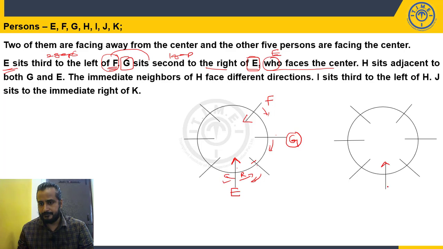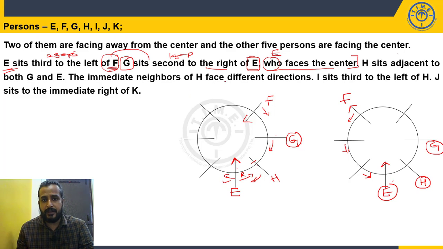Now what is another possibility? E is already here, and here is G. Now E, 1, 2 gaps, F. In this case, F will be facing away from the center. First left, second left, and third left. E is third to the left of F. So we have 2 possibilities. But till here the complete information is utilized. What is next? H sits adjacent to both G and E. Who is there? H is there. This is the only possibility. So in this case also it will be H, between E and G.